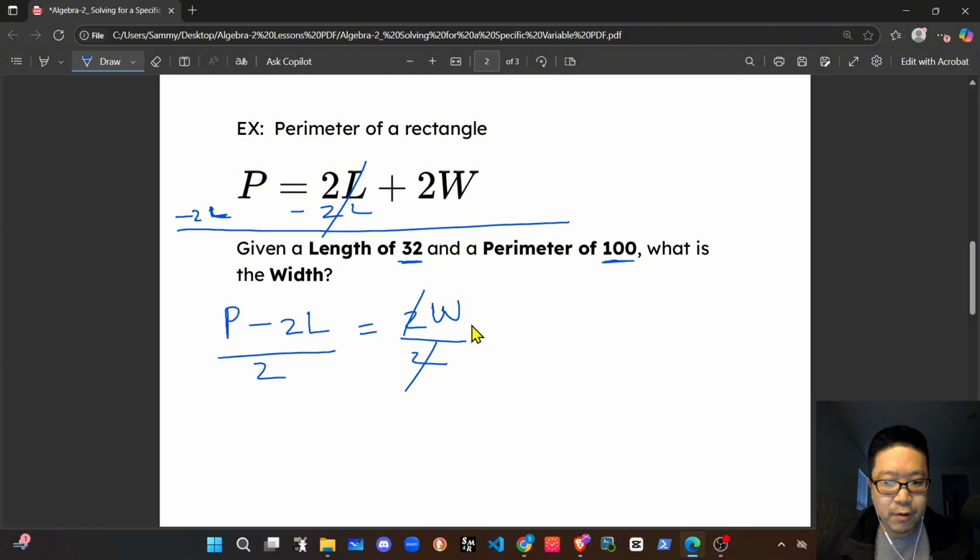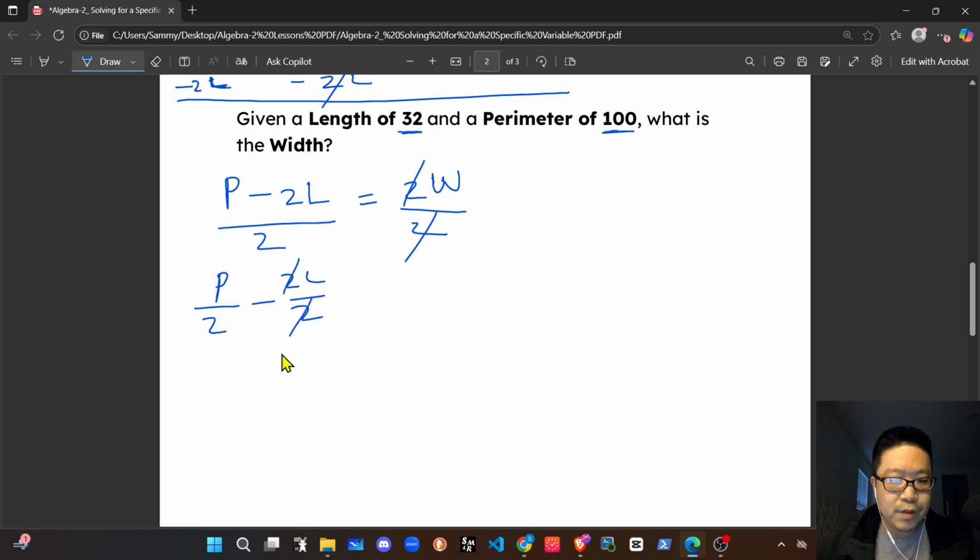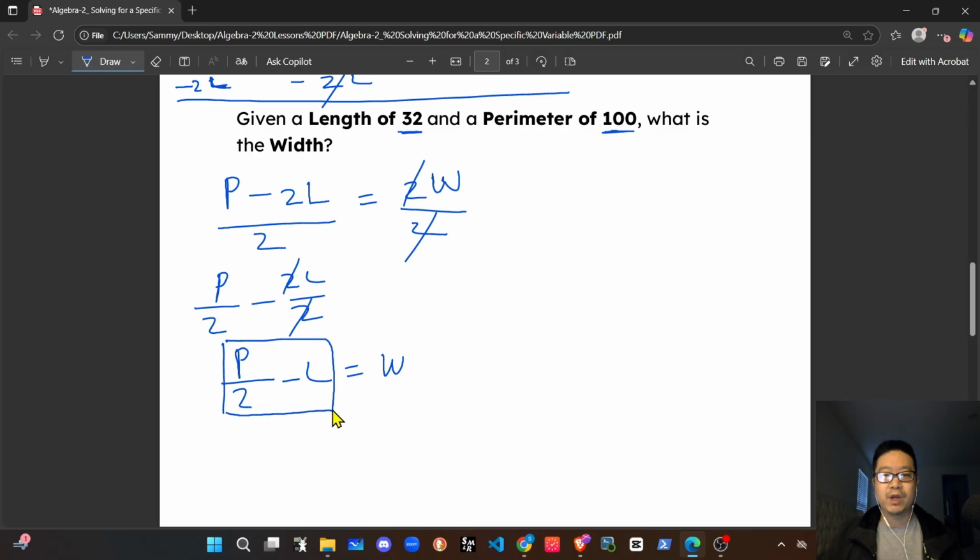Now, we can further simplify this. We can simplify this down to P over 2 minus 2L over 2. The 2's here will cancel out, and we can just rewrite it as P over 2 minus L. So this is our formula for width. And now that we have a formula for width, we can finally plug in our given values.